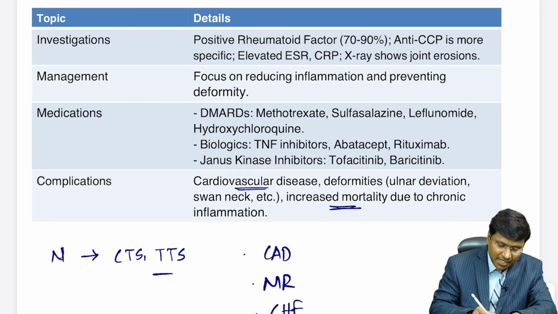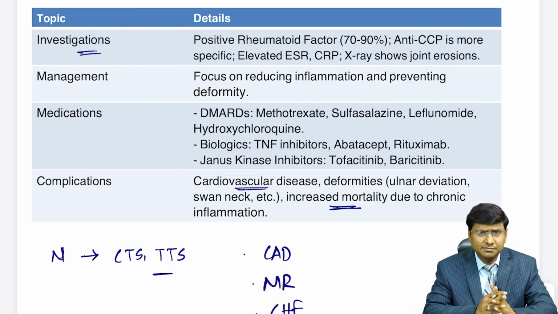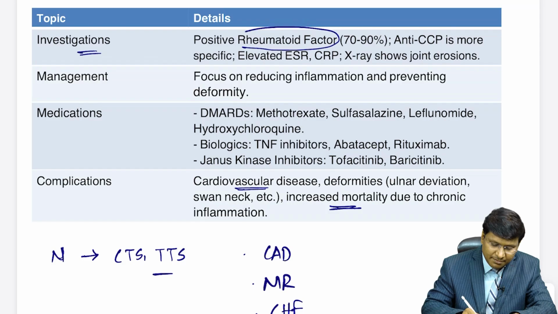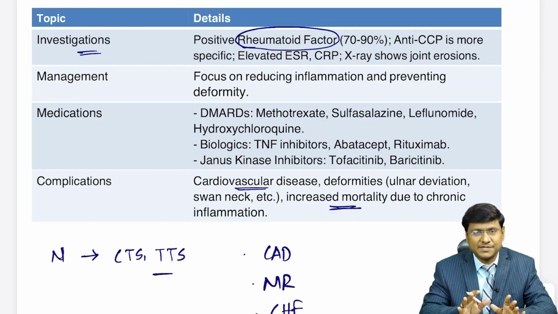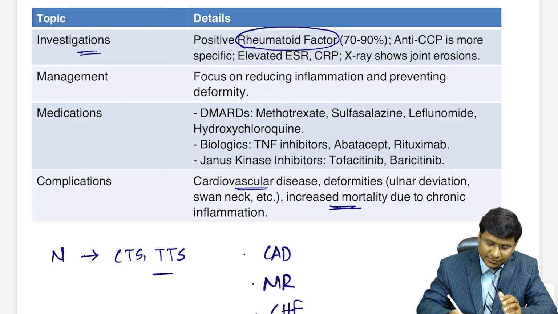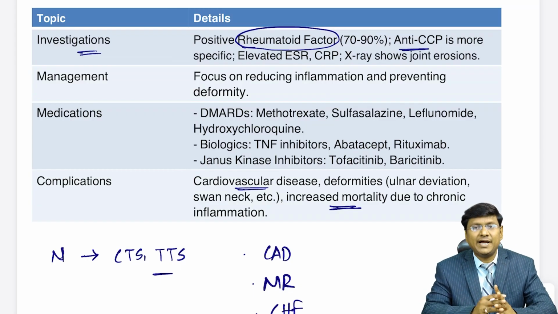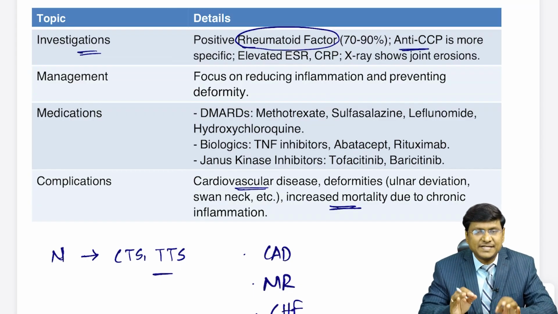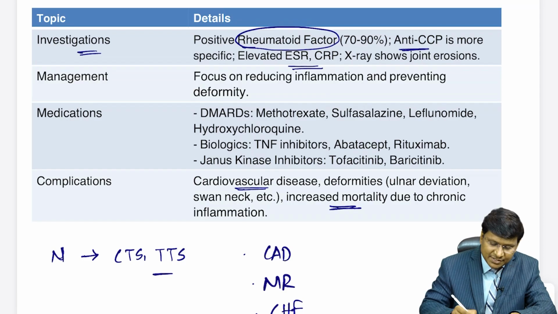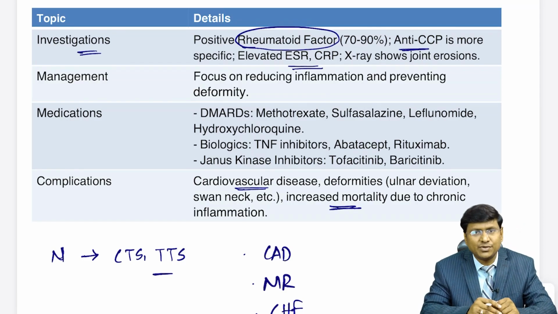Then how do you work up these patients? See, RA factor will be positive, but remember the RA factor is non-specific. There are multiple other conditions where RA factor can be positive. Then what is the investigation of choice? The investigation of choice will be the anti-CCP. Anti-CCP is the specific investigation mainly for rheumatoid arthritis. And markers of inflammation, that is ESR as well as CRP, are also elevated.